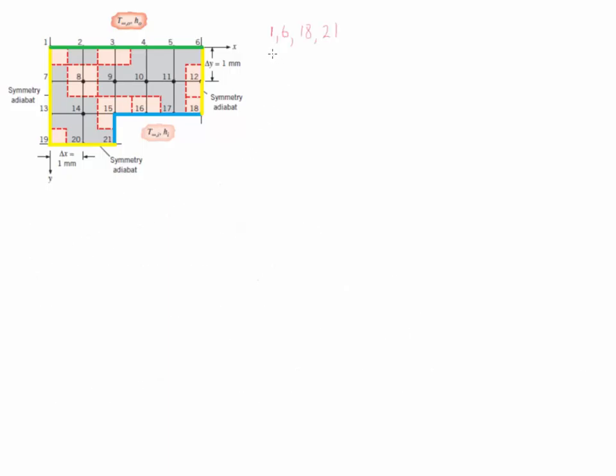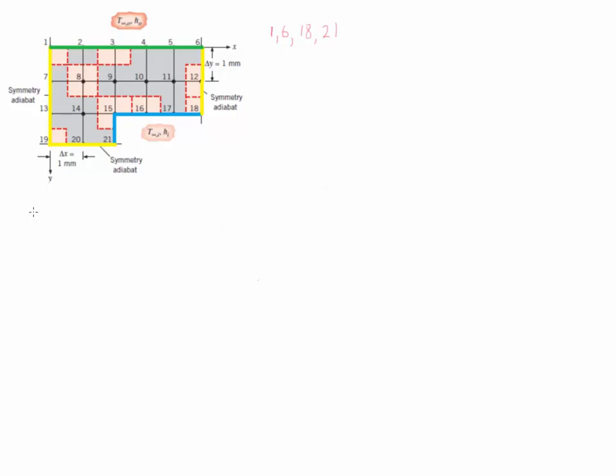We have over here the list of the nodes that we have accomplished so far. We're going to continue with the nodes that are exposed to symmetry, therefore they have an insulated surface boundary condition. These nodes are going to be 7, 13, 12, and 20. Notice that they also are located in the plane.